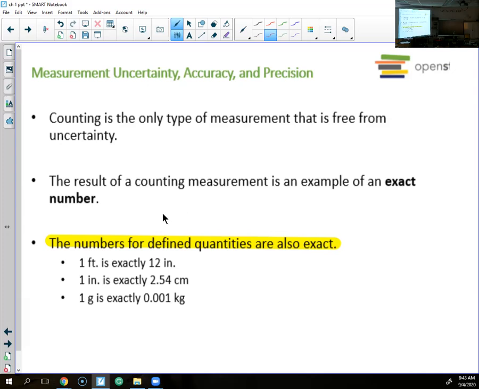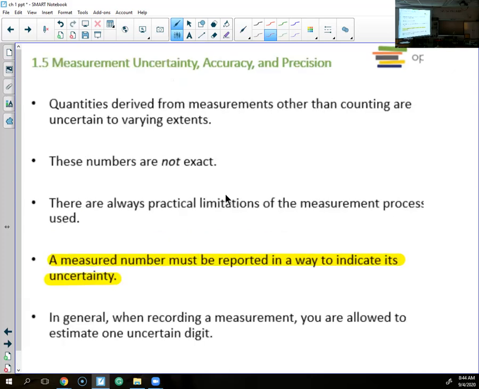All right, the result of counting is what we call an exact number. There are just a few other things that are exact numbers, and that would be when we define quantities. Like 1 foot is exactly 12 inches because that's how I define a foot. So it's important to know when a number is an exact number because we will not use it when we talk about significant figure rules, which can be complicated. All right, so if it is a given thing where you're counting or it's a defined quantity, then it's exact. Everything else has uncertainty in it.